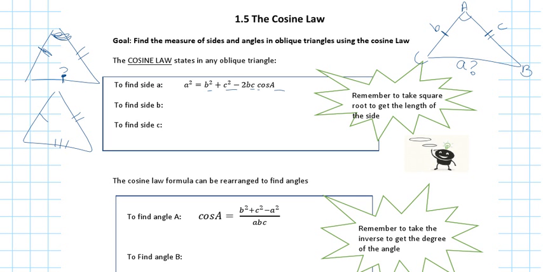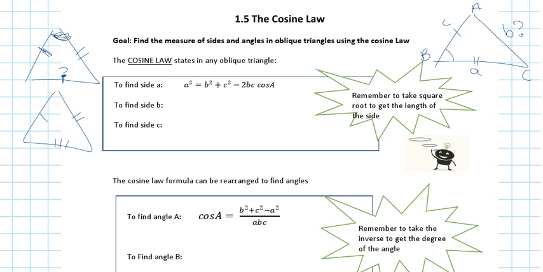Now, what if I'm looking for side B? What should I know if I'm looking for side B? Sorry, I did not hear what you said. You should know side A and C, that's correct. And what else? Angle B. So if I'm looking for side B, I should know side C, side A, and angle B. And the formula becomes what?